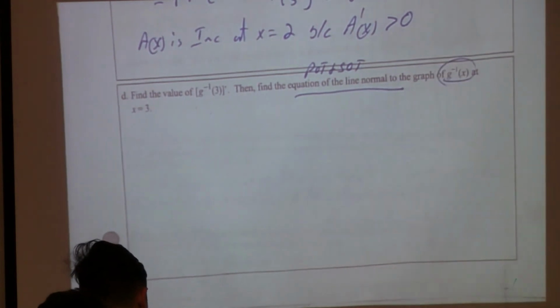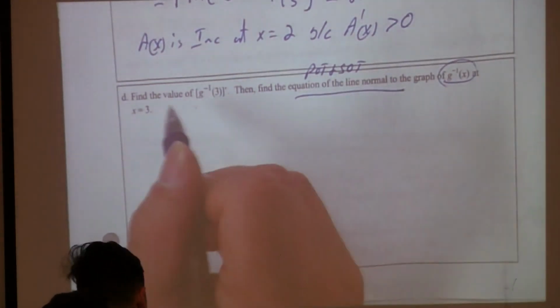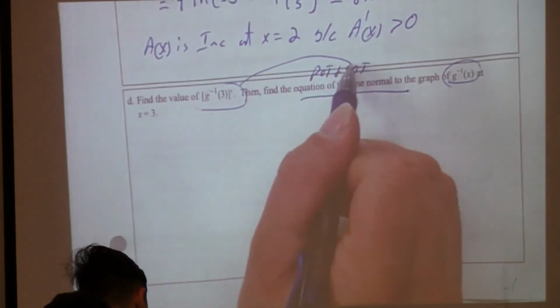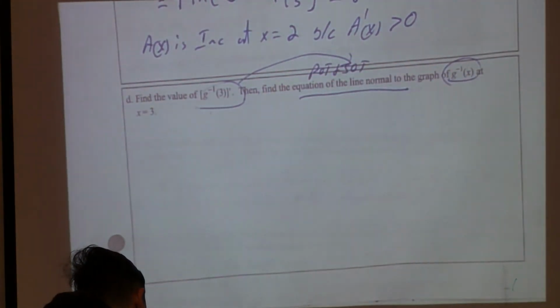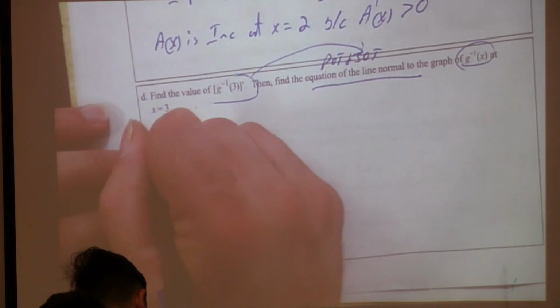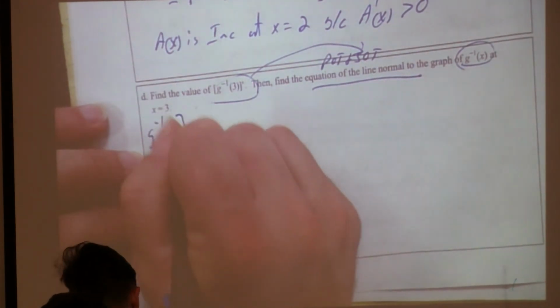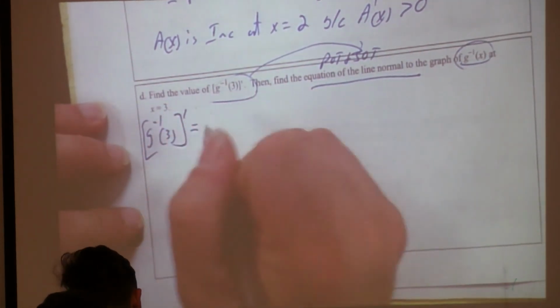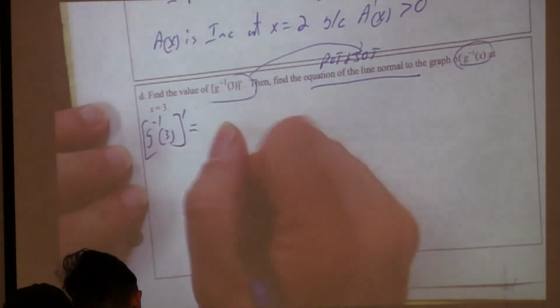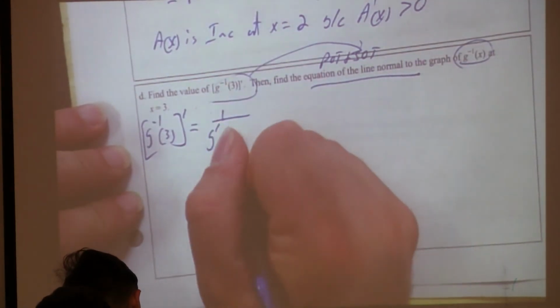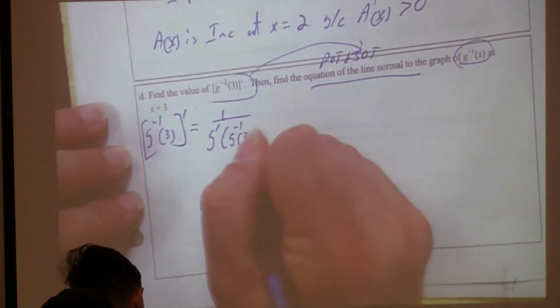For this one, yeah, we have to do both. And when I do this, I'm getting the slope already, right? Yeah. So we'll be okay. Alright, so let's do it. So g inverse of 3 prime, what's the formula going to be for that? 1 over g prime of g inverse of 3.